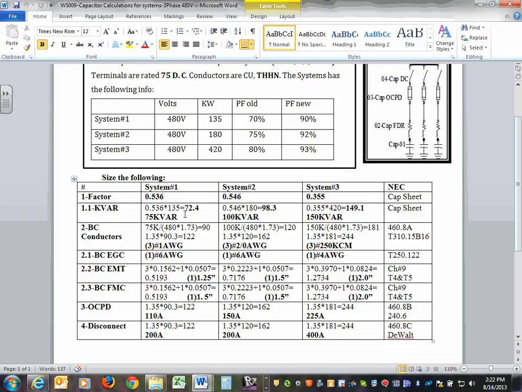So I need 72, I went to 75. I need 98, I went to 100. I need 149, I went to 150. These are actual capacitor sizes from Callahan, because that's how you size for actual equipment in the field. Okay, so now I know the size of my capacitor.